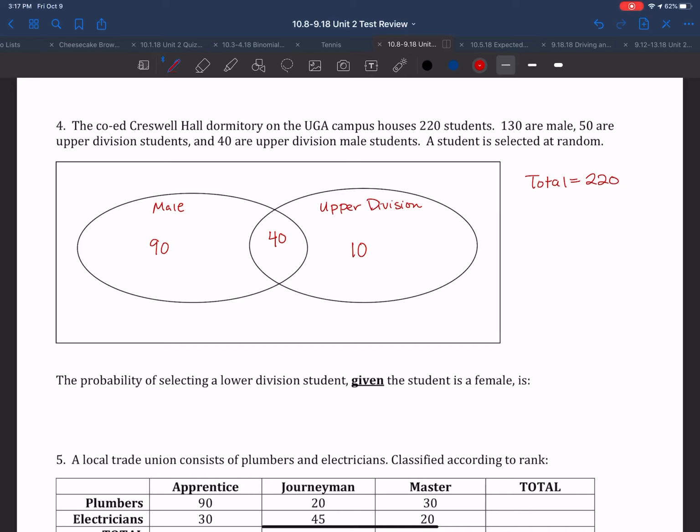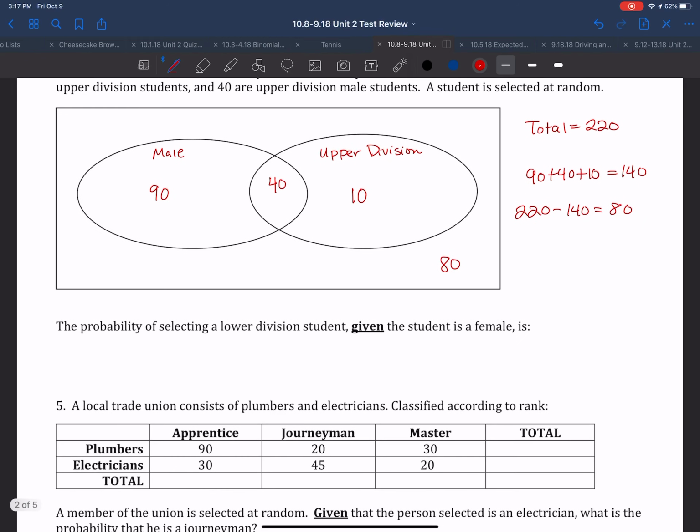And then we just have to look at what's left on the outside. Well, 90 plus 40 plus 10 gives us 140. So the rest have to go on the outside. If we do 220 minus 140, we should get 80. And so there are 80 students who are neither male nor upper division.